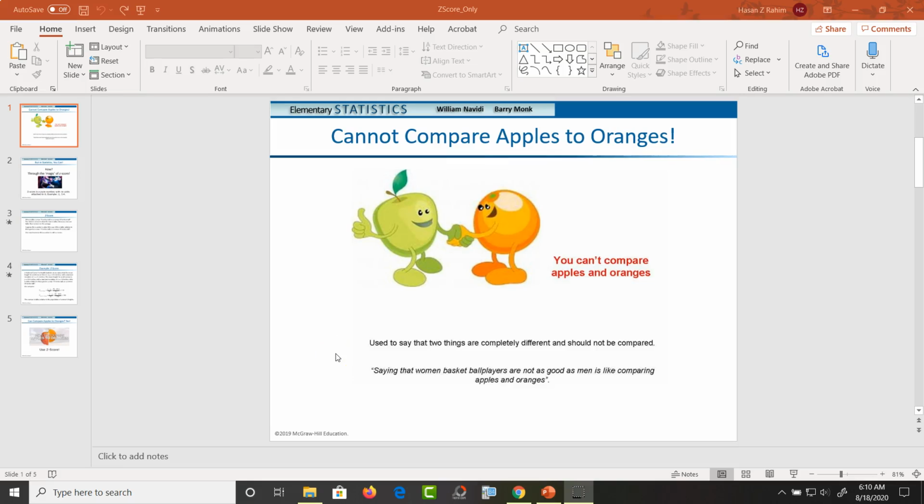We often hear people saying you can't compare apples to oranges. But in statistics, you can. Not only can you compare apples to oranges, you can also compare mangoes to guavas, kiwis to cranberries. How? Through the magic of Z-scores.